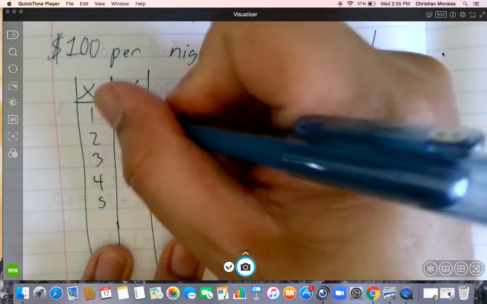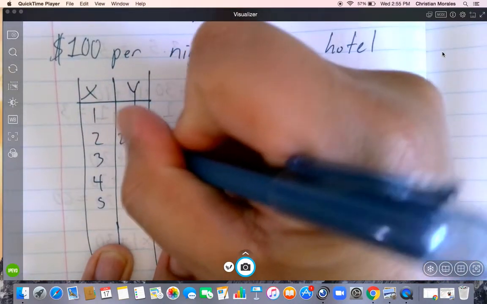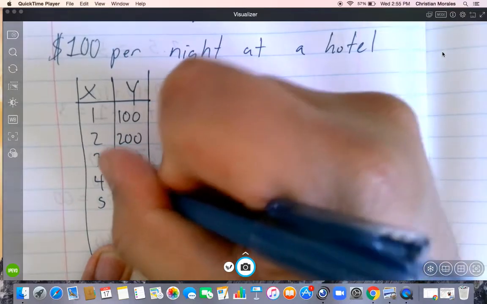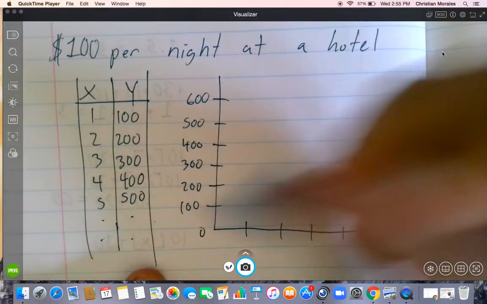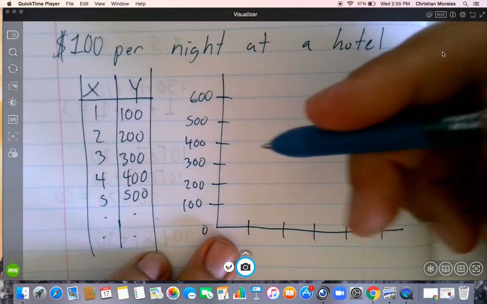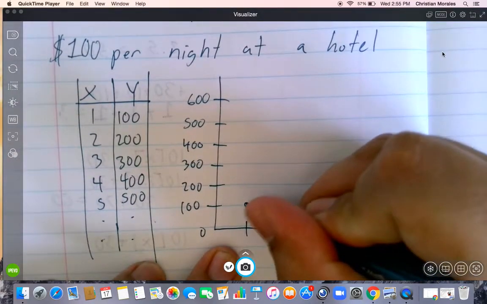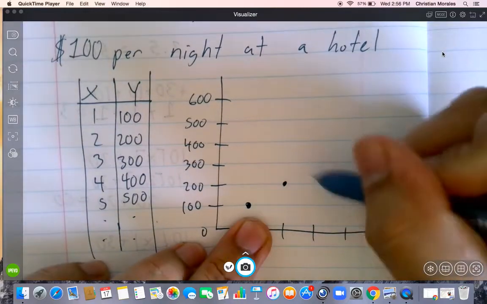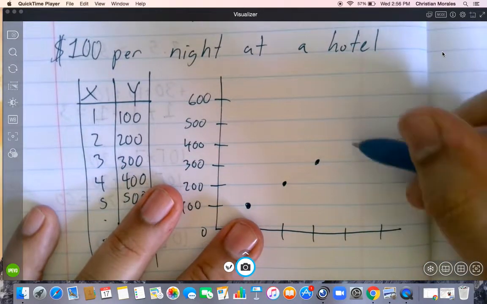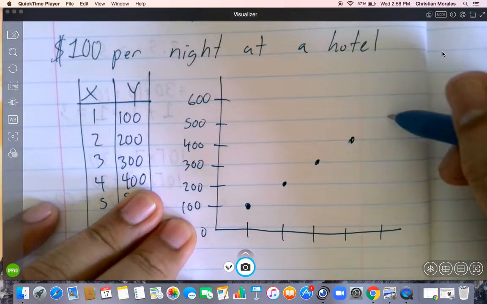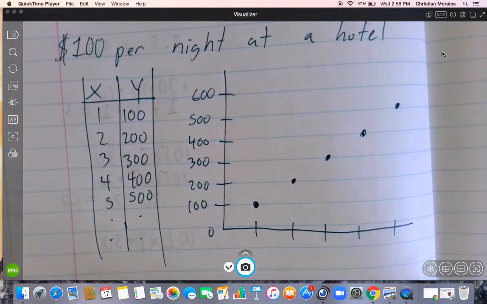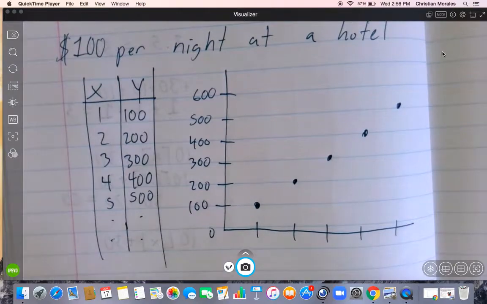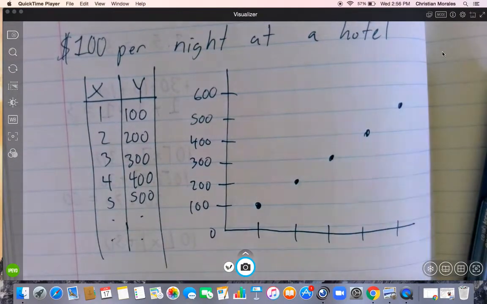So you stay one night, that's 100, two nights, 200, 300, 400, 500, right? And it goes on. You don't need to do them all. In a graph, it would look like this. There's one point, there's the next point, there's the next point, and so on, right? Now, normally I would tell you, okay, draw a straight line, but that would be wrong here. Let me explain why.